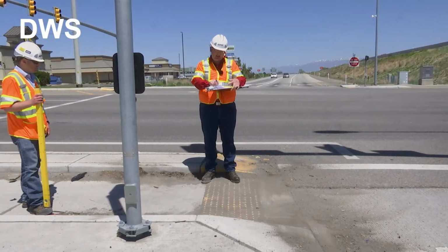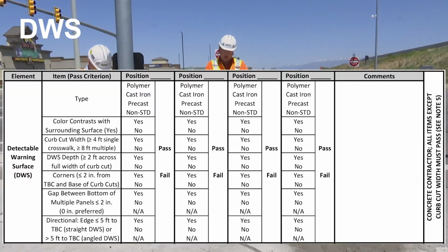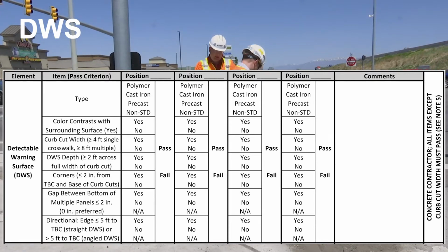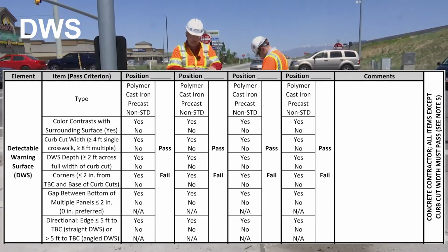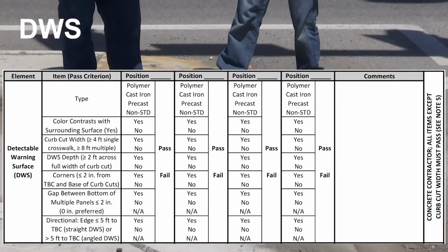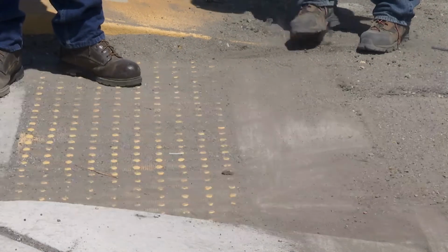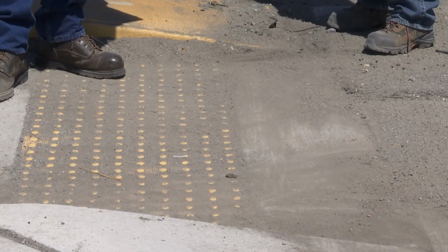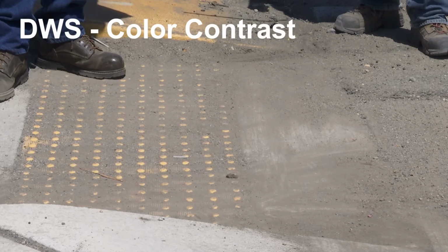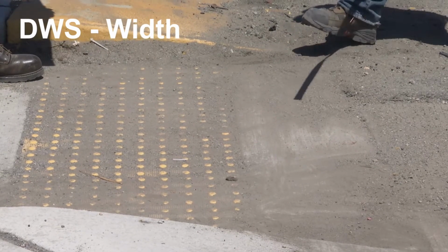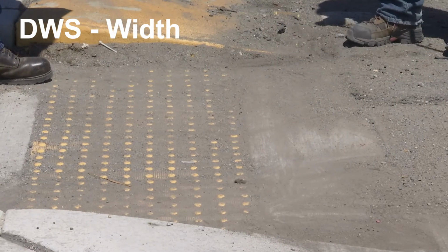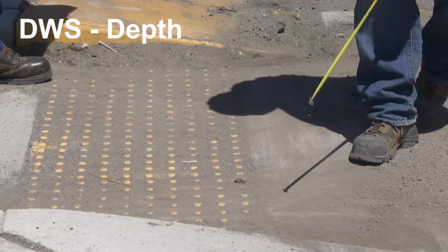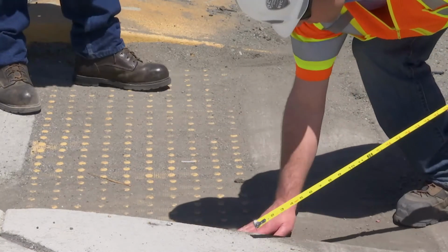Next, we need to look at the detectable warning surface itself. So we'll go through the detectable warning surface items there. You know, you have your type, your color, your curb cut width, and the detectable warning surface depth, and then make sure that it's within the 2 inches and that there's no gaps. So first we have a polymer surface, so we will circle that. The color is yellow, so it contrasts with the concrete. The cut through width we just measured was our 5 feet 9, so we're greater than 4 feet. Our detectable warning surface, our depth is 2 feet, so we're okay there.